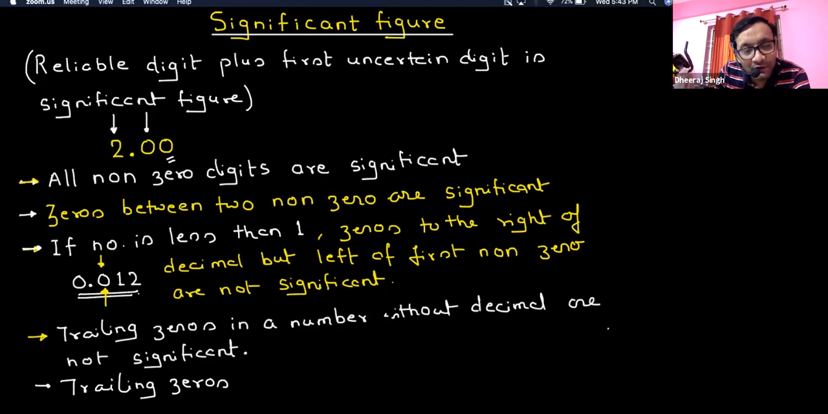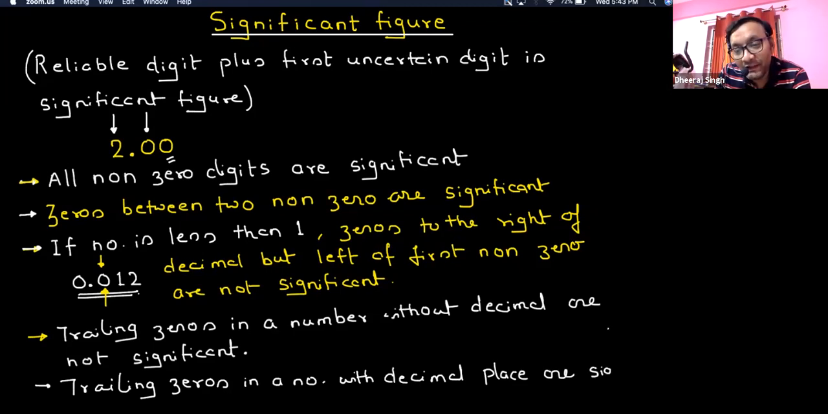So trailing zeros in a number with decimal place are significant. If I tell you that the length is 2.000 meters, you'll be like, oh, this guy knows how accurate this is, right? But if I tell you the length is 2000 meters, then you'll be like, oh, this guy is not sure whether it's 2000 or 1998.